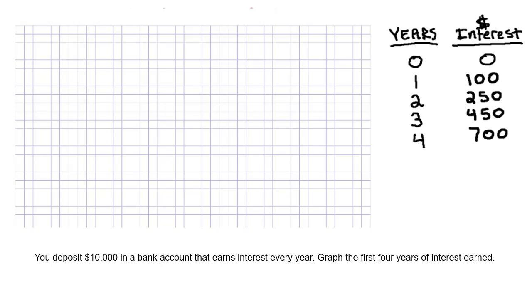So now that we've gone over the basics of graphing and we have determined what the x-axis is and the y-axis is, so your x values are the numbers that you're going to plot on the x-axis and your y values are the numbers that you're going to plot on the y-axis. Let's try a practice problem here.